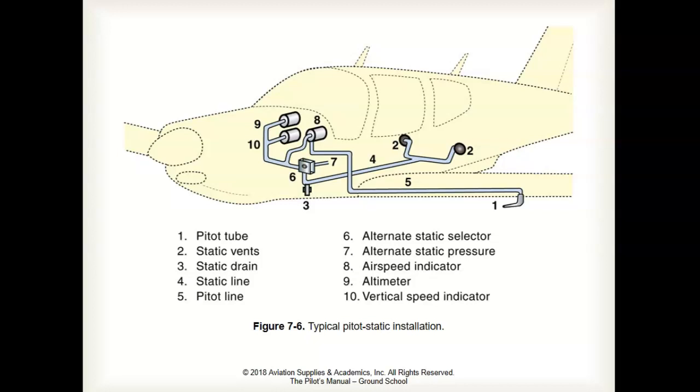The pitot-static system in this diagram shows the pitot tube mounted under the left wing and labeled as number 1, and the line from the pitot tube runs to the airspeed indicator. The static ports are labeled as number 2, and the lines from the static ports run to all 3 of the pitot-static system instruments. So the pitot tube only feeds information to the airspeed indicator.